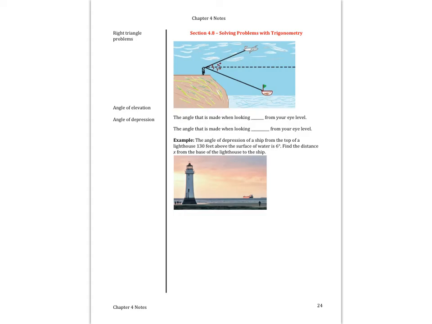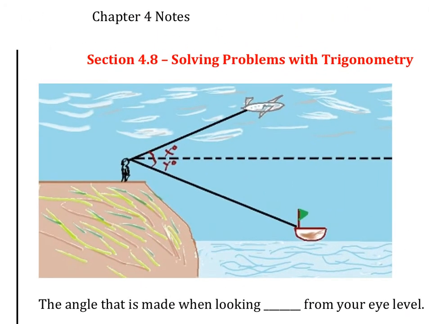All right. So in this section, we're just solving some word problems with trig. The first thing is we need to understand how to draw these pictures correctly. If you look at this picture, imagine you're the person standing on the cliff, looking at the plane and the boat. When you look straight ahead, that is the horizontal. That's the important part.